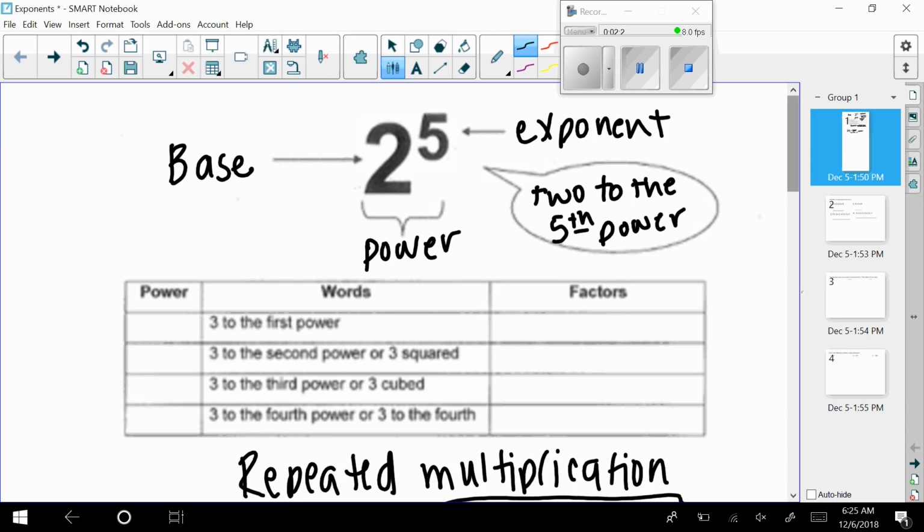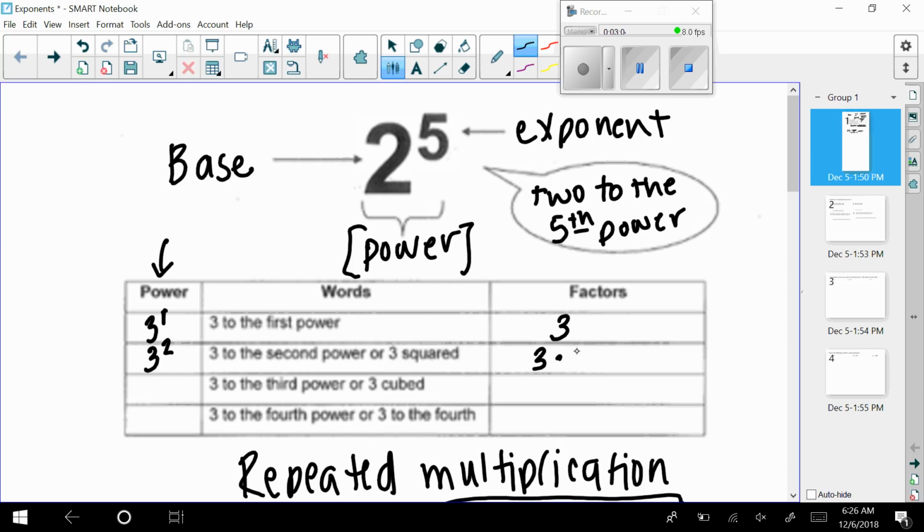Up here, I have the words 3 to the 1st power. The power is going to look like this. It's going to be 3 to the 1st power. That's how I write that. And then the factors, all that means is just 3 times itself. So the answer would be 3. Okay? This one, 3 to the 2nd power. Remember, power is the whole thing. It's the base and the exponent included. So here you want to include your base and your exponent. So the base is 3, the exponent is 2, and I write that like this.